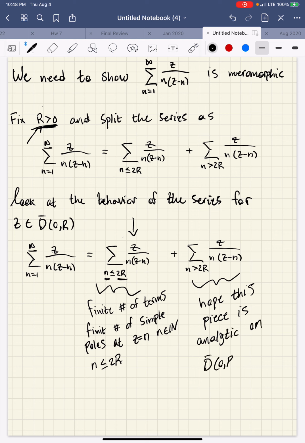so for z inside the closed disk of radius r. We don't care what's happening outside that disk yet. We're trying to make an argument about z's specifically in this closed disk, and then we're just going to send r to infinity, so don't worry about any z's outside the disk. We want to show that this piece of the series is analytic on the disk. So let's see if we can do that.